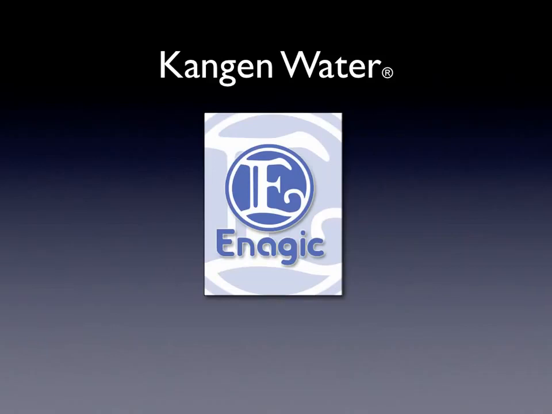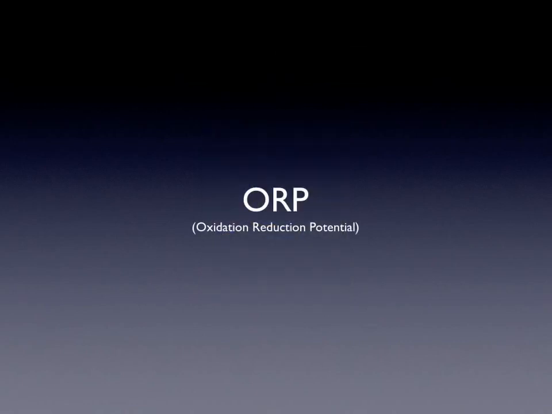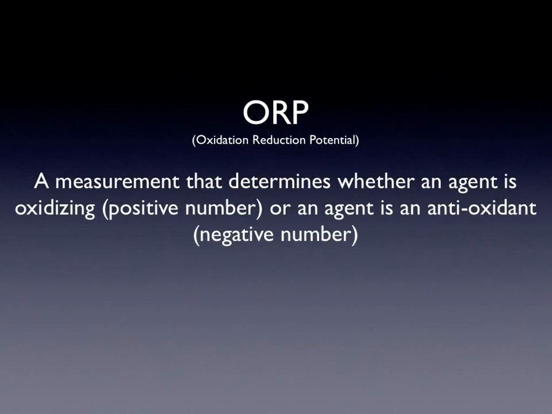Today we're going to talk about one of the properties of Kangen water, and that is ORP, or oxidation reduction potential. I promise you this will not be complicated. It will make sense. Just stay with me and let's start getting into it. So ORP is a measurement that determines whether an agent is oxidizing or if an agent is an antioxidant.